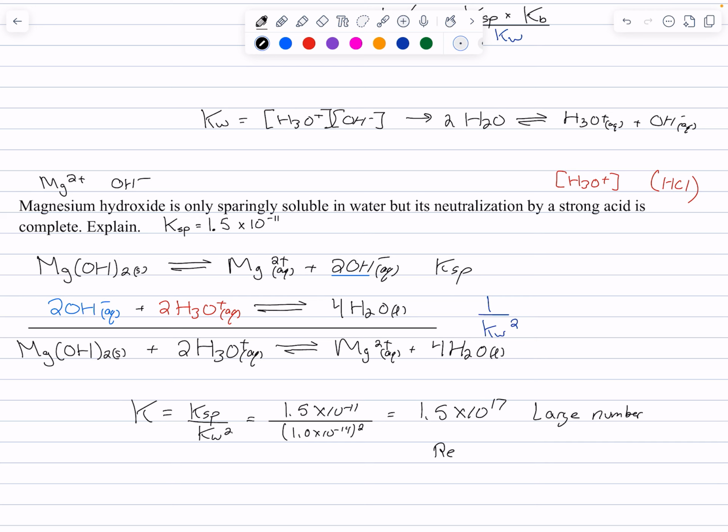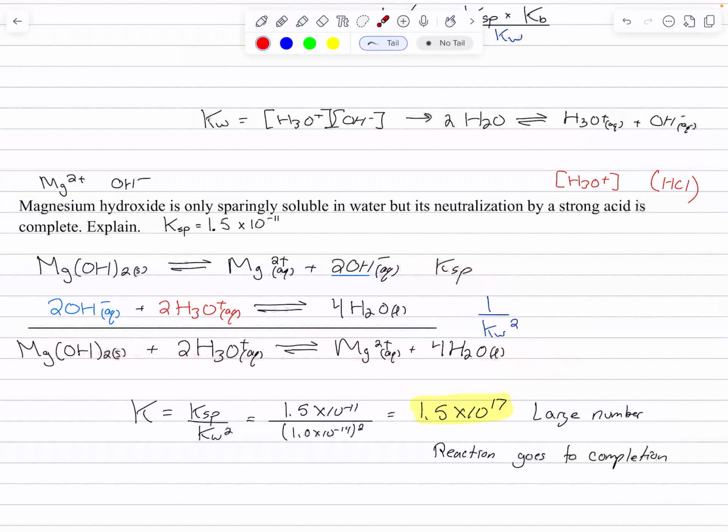Means a reaction goes to completion, pretty much. Just a little bit doesn't dissolve. For the most part, it dissolves. So that's how an acid makes this happen, because we have this huge K now. And so that means this reaction, because we add that acid, it'll react with this guy. It goes this way. So the more acid you add, the more it goes until it's completely gone.